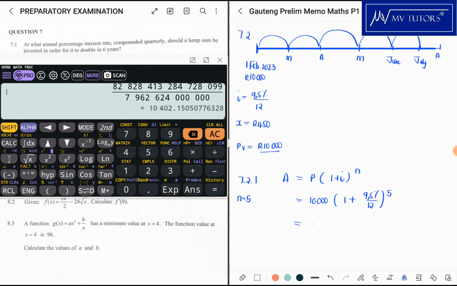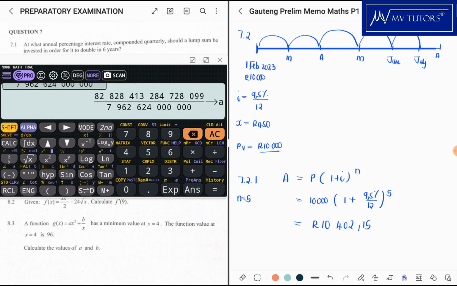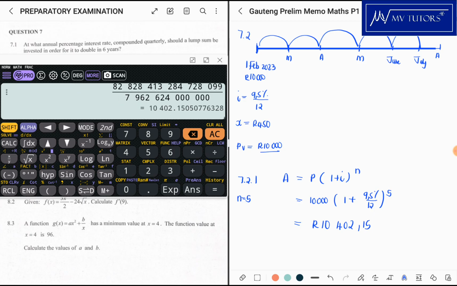So at this point, it's no longer 10,000, but after 5 months, it's 10,402 Rand and 15 cents. I'm going to save this answer, okay? I think it's safe to save it because we're probably going to need it somewhere.